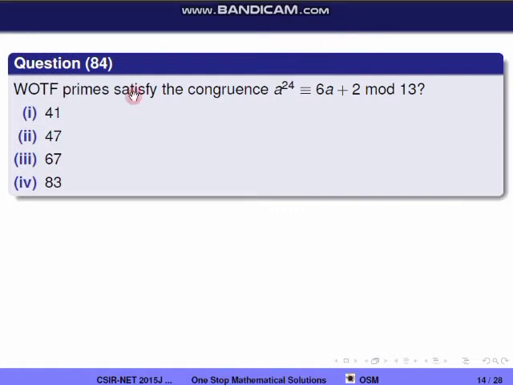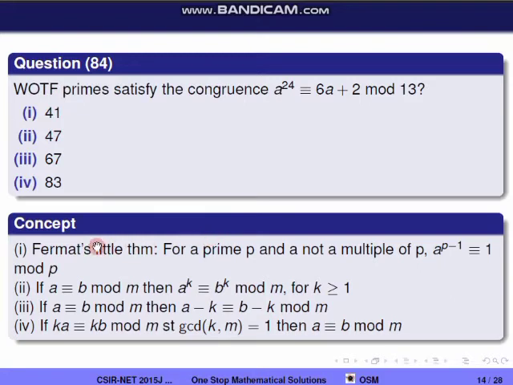Next question, question 84. Which of the following primes satisfies the congruence a power 24 congruent to 6a plus 2 mod 13? So we need the option which satisfies this congruence relation. So we'll look into the concepts used. Fermat's little theorem: for a prime p and a not a multiple of p, a power p minus 1 is congruent to 1 mod p. If a is congruent to b mod m, then a power k is congruent to b power k mod m for k greater than or equal to 1.